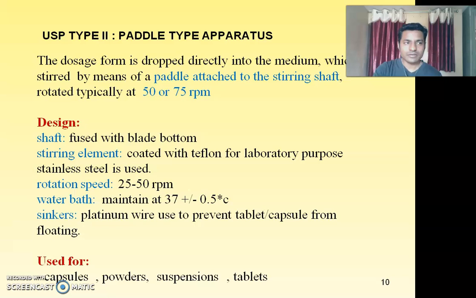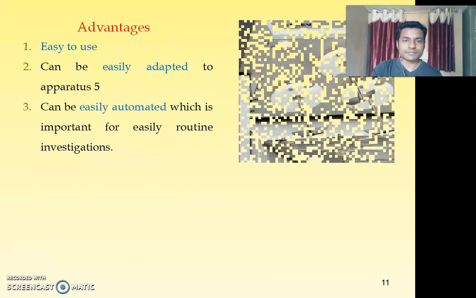The sinker is an element which prevents the floating of any dosage form. If any floating type of dosage form has to be evaluated with the help of the paddle type apparatus, in that case we have to use the sinker to avoid floating. This type of apparatus is mostly used to evaluate capsules, because the capsule floats on the dissolution media, as well as powders, suspensions, or floating type tablets.